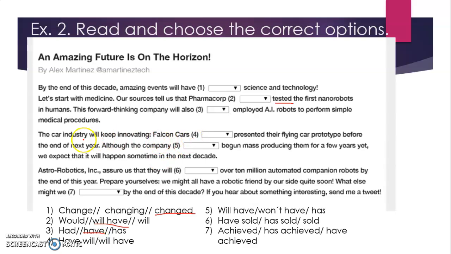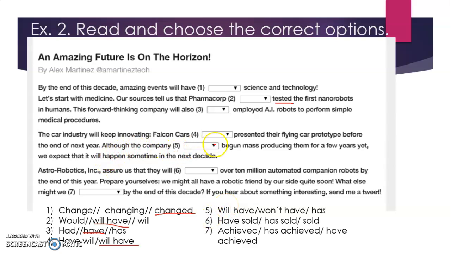Number 4, the car industry will keep innovating. Falcon cars presented their flying cars prototype before the end of next year. Okay, so here you have the subject, Falcon cars, and you have the verb in the past participle. So here, what are the missing words for number 4? For number 4, you need to add will have. Okay, let's continue on to number 5.